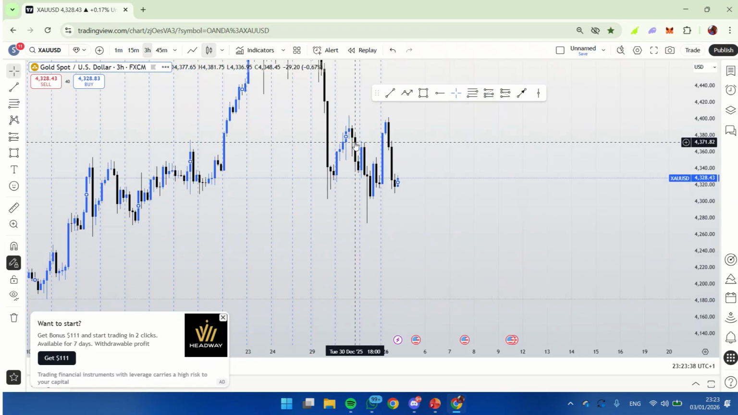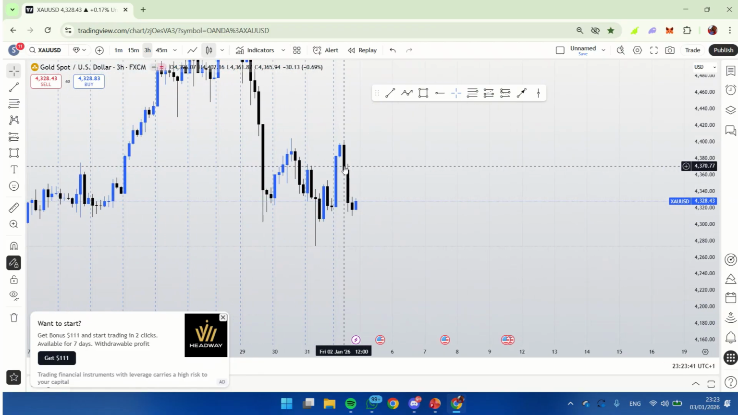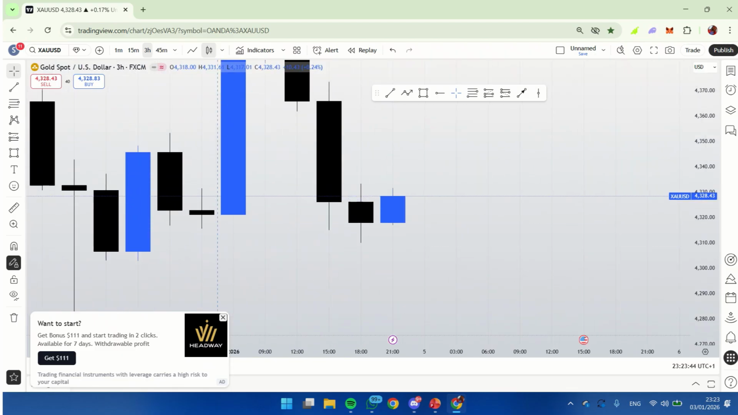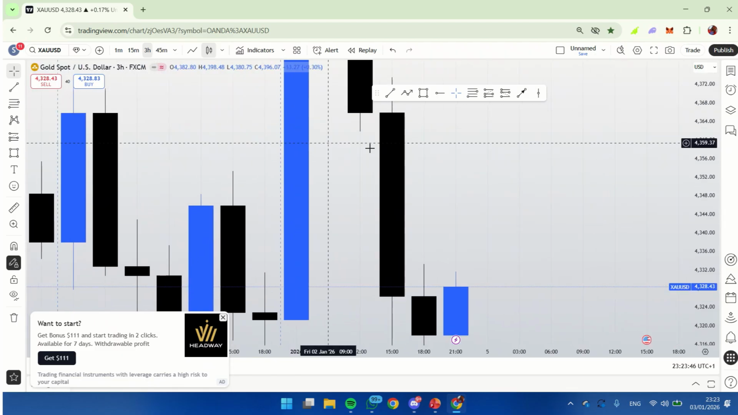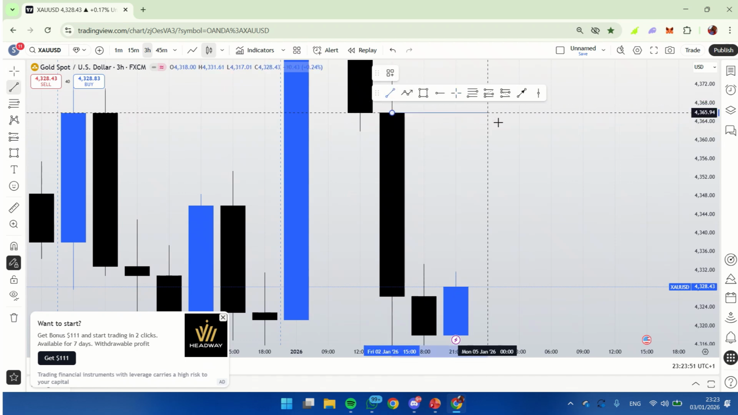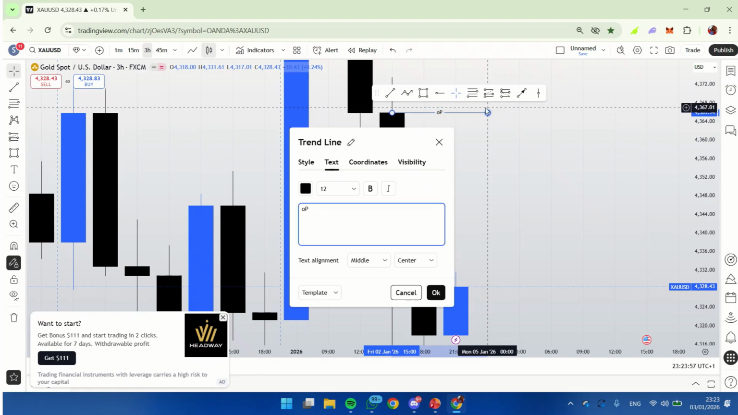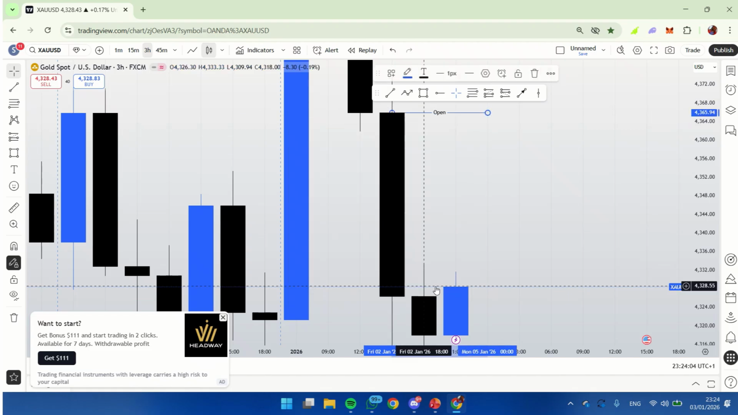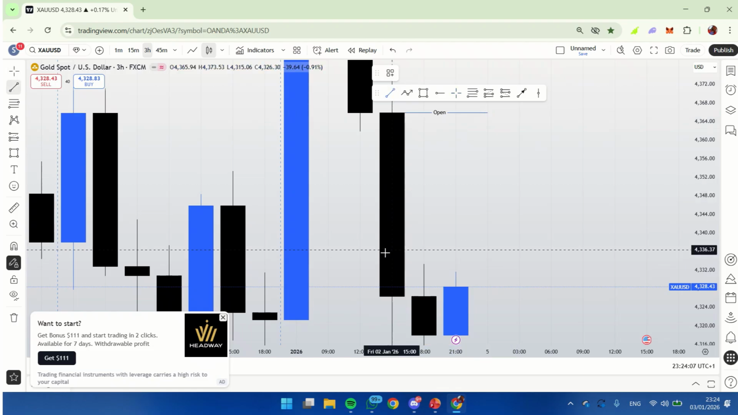So we have this bearish candle, right? So we are going to mark this bearish candle, this one here. So in the bearish candle, we have this as our open, right? So let me mark it, open. Remember, bearish opens up and closes down, right? Then we have this as our close.